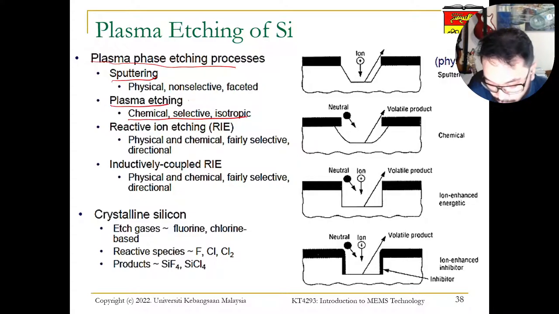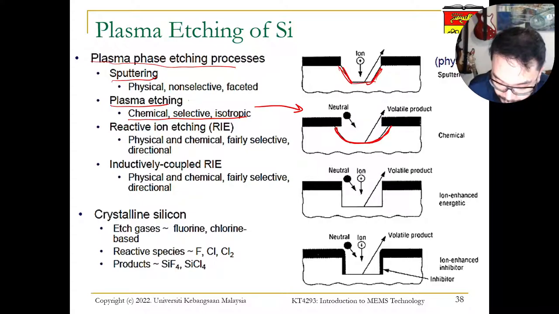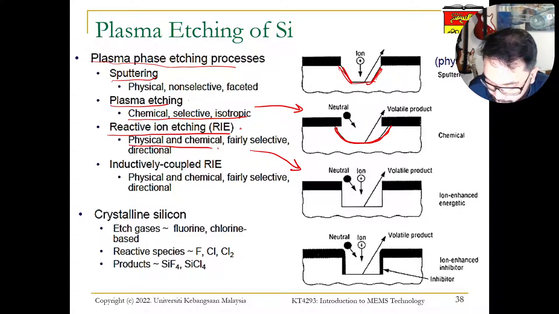If it's purely plasma etching using chemical reaction, then it must be an isotropic etching, whereby it can happen in all directions. Physical, if it's a plasma, it will be faceted. That means it is determined by whether it is a 1-1-1 plane. So the 1-1-1 plane will be exposed, similar to wet etching, so it becomes an anisotropic etching. And it can be a reactive ion etching, which is the mixture of chemical and physical. The chemical reaction occurs, and then the ion is there to blow away the byproduct according to the direction that you want. Or it can be an inductively coupled RIE.